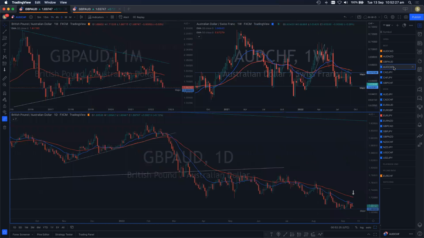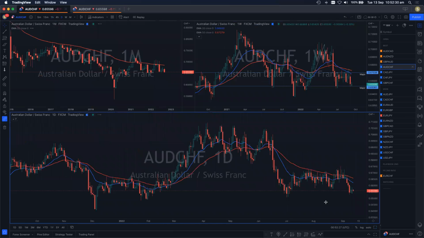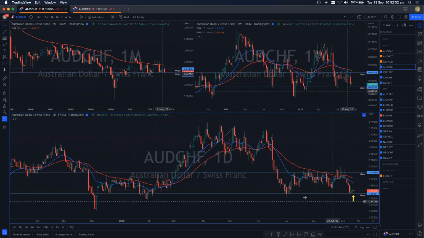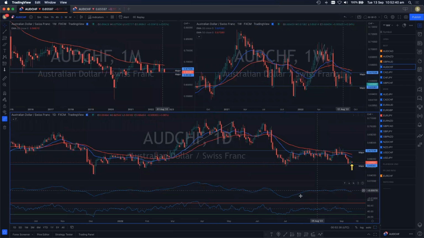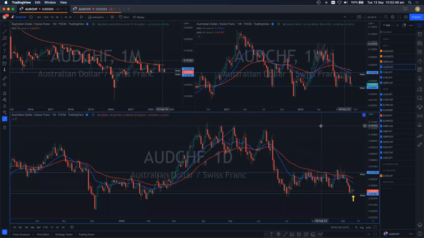And then we've got another Aussie one, Aussie Swiss. Major level here, double bottom. Looks like we're going long. Got MACD, yeah, a massive MACD divergence. Not too oversold, but reasonably oversold. So it looks like it's going to go up from here.